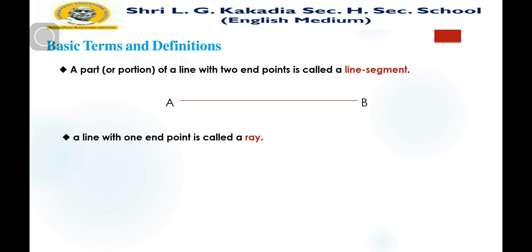Now the second definition. A line with one endpoint is called a ray. If we take one endpoint on only one side, then it is denoted as a ray. As you can see, here one endpoint is A, and to denote the direction we take B. Such a graph is known as a ray.